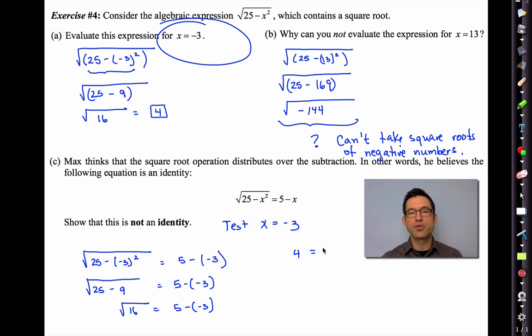And now remember, when you subtract a negative, that is the same as adding its opposite, so 8. If this were an identity, we would always get things like 4 equals 4, 8 equals 8, 5 equals 5, but getting 4 equals 8 means that, no, I'm sorry, those two expressions are not equal when x is -3. And an identity is going to be equal no matter what value of x you put in. All right, pausing the video, write down what you need to.